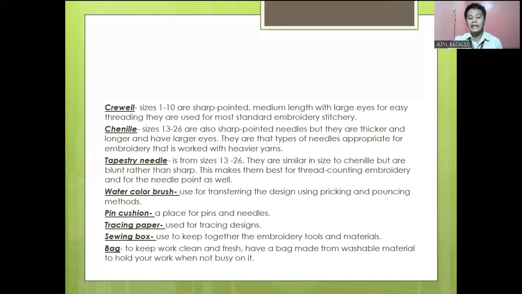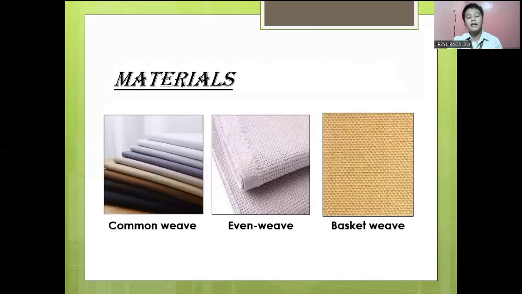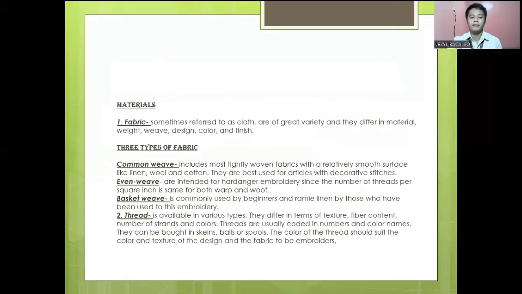Then the last one of the tools that can be used in embroidery is the bag. To keep work clean and fresh, have a bag made from washable materials to hold your work when not busy with it. Then here are the materials. So we have here three kinds of fabric, which are common weave, even weave, and basket weave.